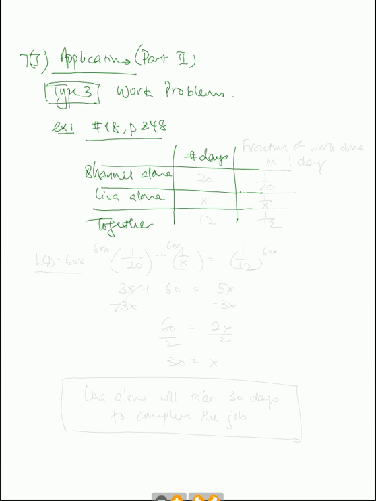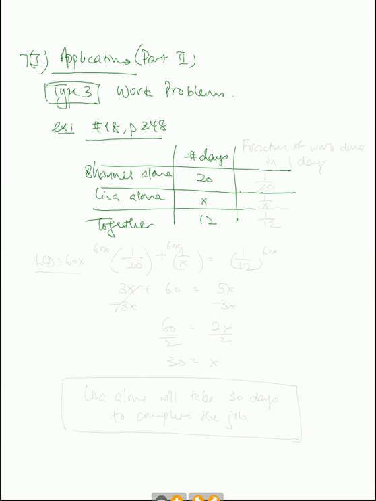So let's see, Chanel and Lisa can finish a job in 12 days, so number of days that they take together is 12. Chanel alone can do the job in 20 days, so with Chanel working, that's 20 days that she takes. And the question is asking you, how many days will Lisa take to finish the job? So let's call that X.